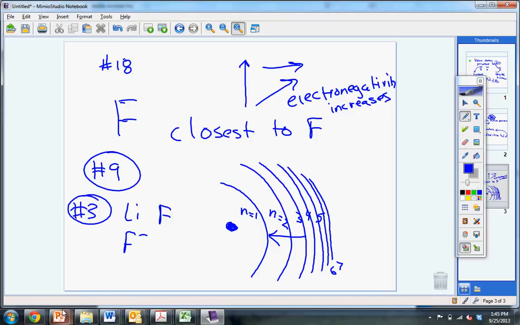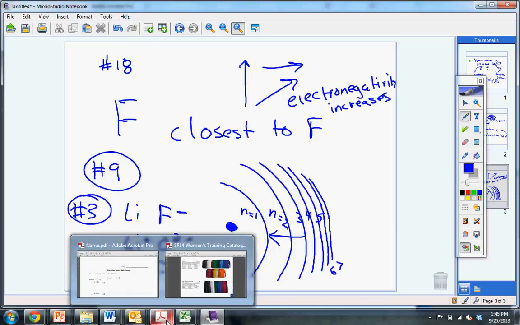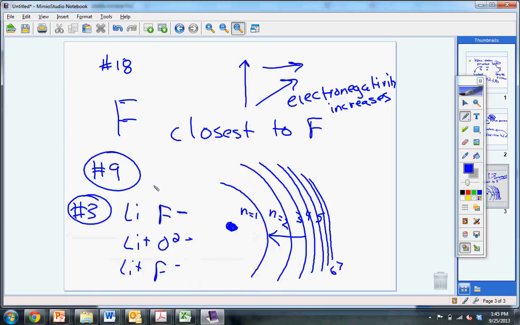Okay. So the first is negative fluorine. Okay. And then lithium plus and oxygen 2 minus. And then lithium plus and fluorine minus. And oxygen 2 minus and fluorine minus. That's it. And then none of these.